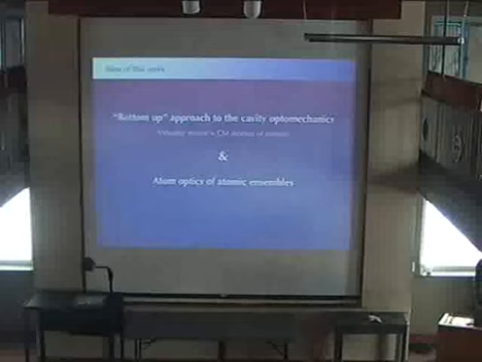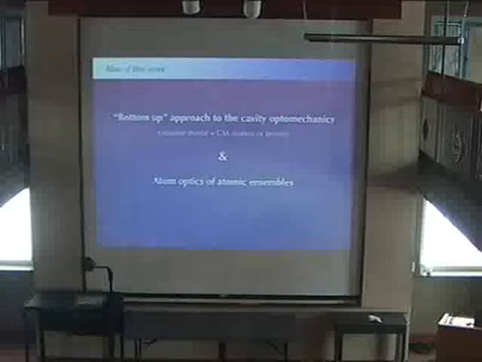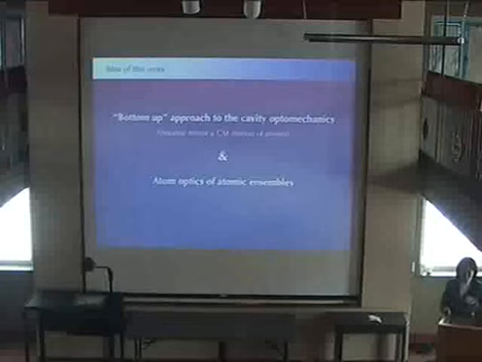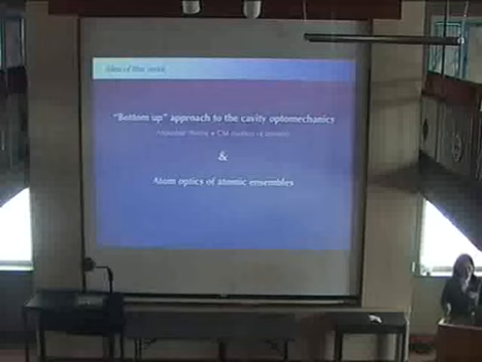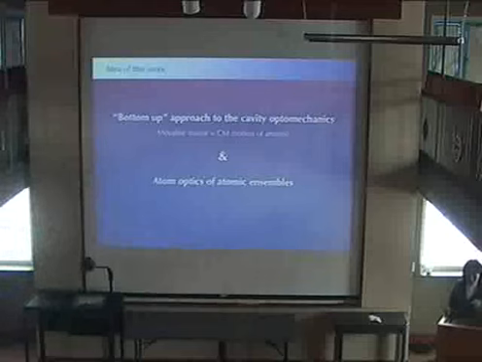With this interest, the work I present today is based on two underlying streams. One is a bottom-up approach to cavity optomechanics, in which the center of mass motion of atoms acts as movable mirrors. This is in contrast to the top-down approach of using the usual moving mirror or membrane inside the cavity. I will combine this bottom-up approach with the atom optics of atomic ensembles, especially cold atoms and degenerate atoms.